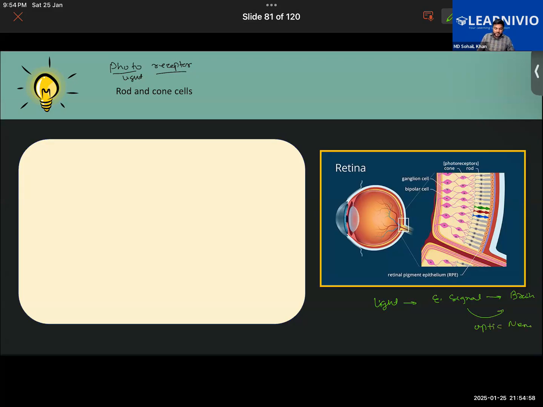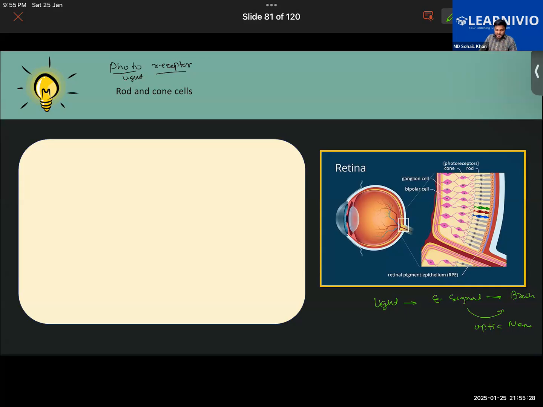Okay. There are two types. One is the rod cells. They are more sensitive to dim light or low light conditions, basically, right? So they are responsible for providing us vision during dim light. When we enter a dim room, we get a black and white vision, basically, because the rod cells at that time are activated. Getting it now? That is one thing.